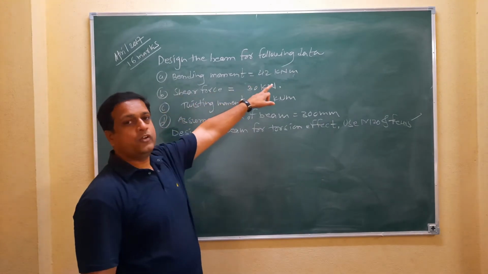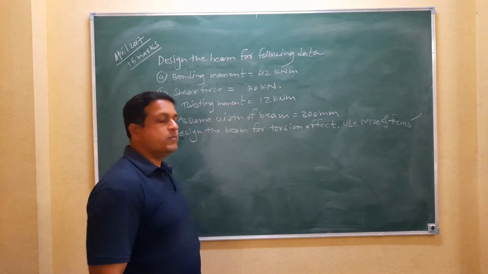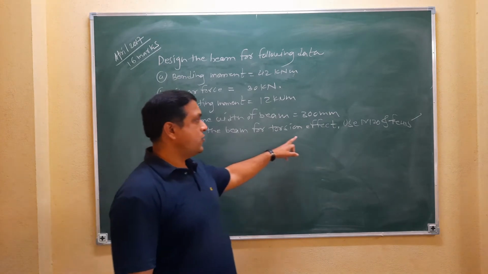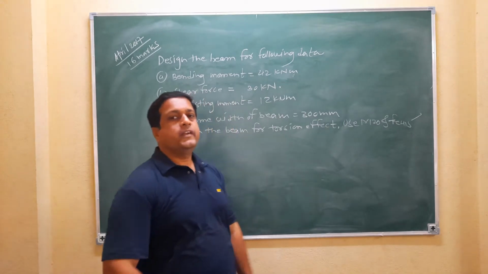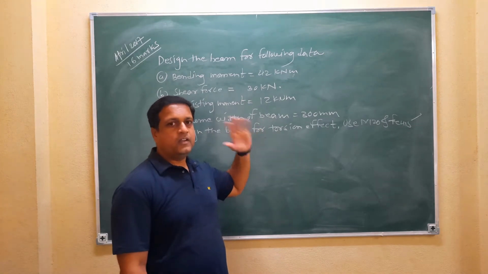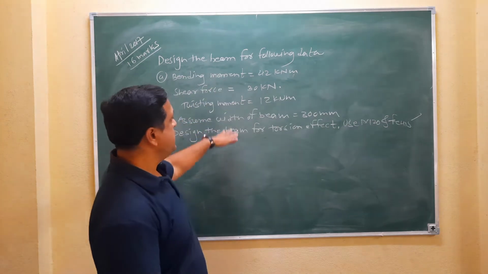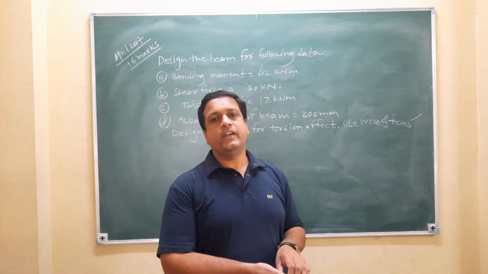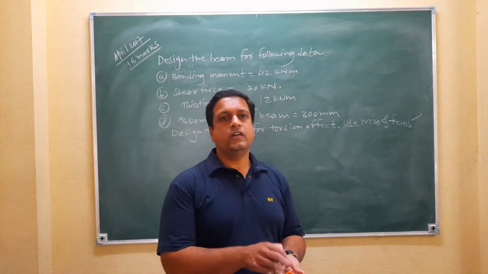Bending moment 42 kN, shear force 30 kN, twisting moment 12 kN. Assume the width of the beam 300 mm. Design the beam for the torsion effect. Use M20 and Fe415. So what is the difference of given data in this question and previous two questions? The depth of beam is not given in this question. You have to find out the depth of beam and then solve the question.